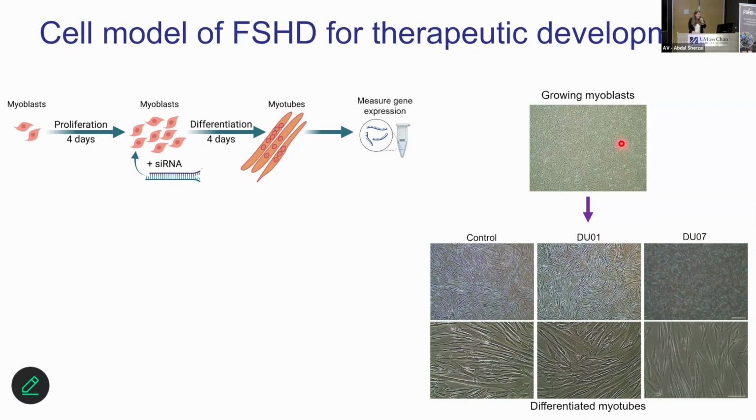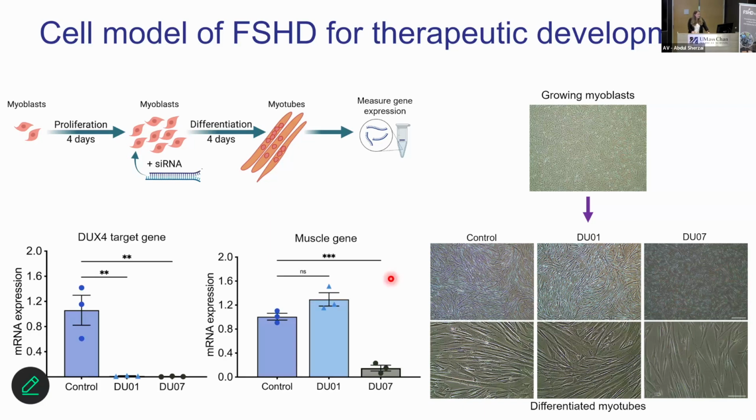So you see these cells look like tiny little balls, and then as you differentiate them, they look swoopy and they swoop around the dish, and that's the differentiated muscles. This one looks less swoopy, let's call it. And so we can measure the swoopiness in terms of muscle differentiation genes and DUX4 target genes.